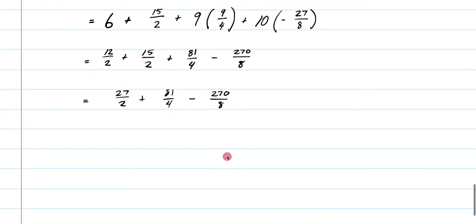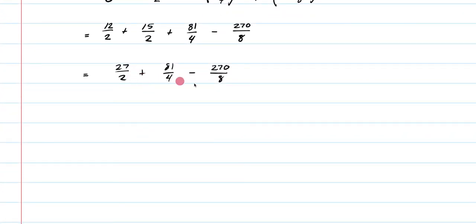Now, there's probably more than one way to do this, but when I look at this, I can see that I should make all of these have a denominator of 4. So if I times my top and bottom by 2 here, I'm going to get 27 times 2 is 54. 2 times 2 is 4. Plus 81 over 4 minus, I'm now going to divide my top and bottom by 2. That means I'm going to get a 4 down here. 270 divided by 2 is 135. Now I just have to join these together.